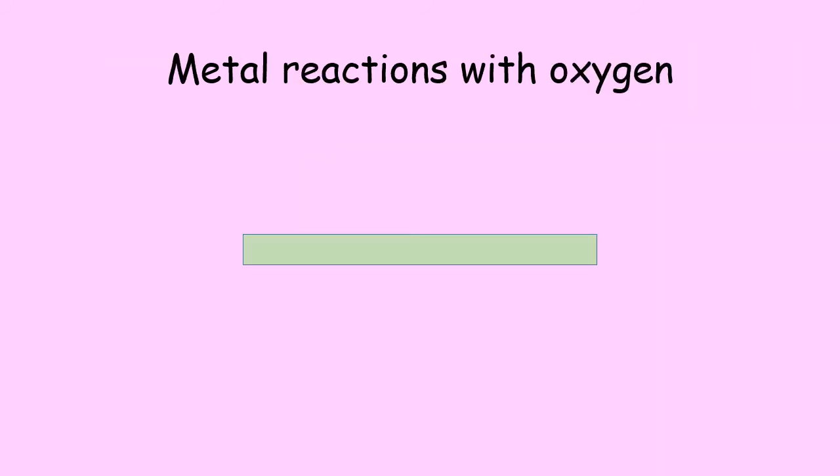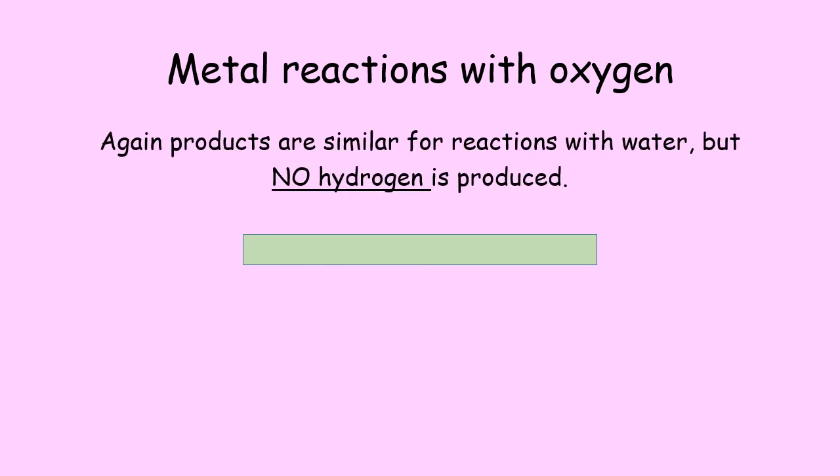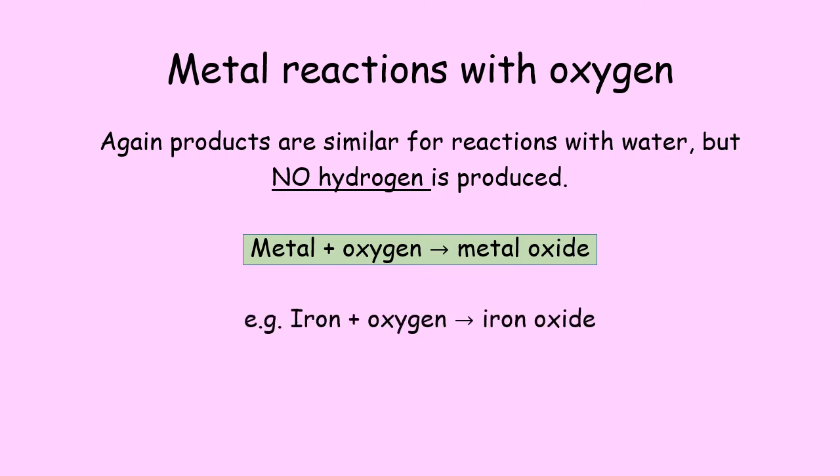So next, we're going to look at metals reacting with oxygen. Now, oxygen is a very, very reactive element, and oxygen can react with even some very unreactive metals. Now, you get no hydrogen whenever you react a metal with oxygen. In fact, you get the metal oxide. So this is very easy to see how it reacts. Metal plus oxygen produces a metal oxide.